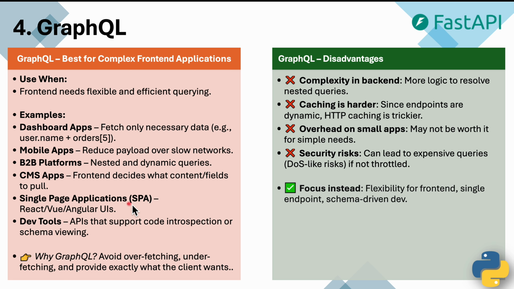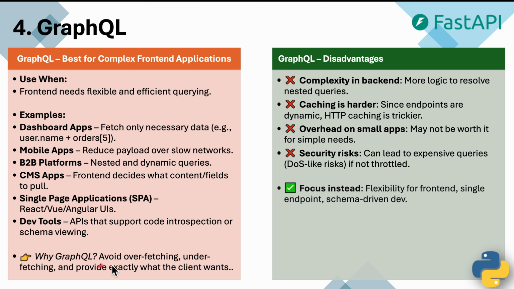Single page applications, SPA. React, Vue.js, AngularJS, such UIs can use GraphQL more, so that less payload is exchanged between the UI and the backend. So that is useful when you are using React, Vue or Angular or similar UIs. Dev tools: APIs that support code interpretation, introspection or schema viewing. Such dev tools can use GraphQL efficiently.